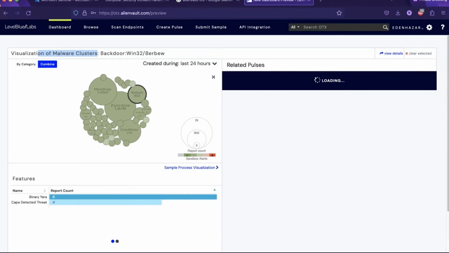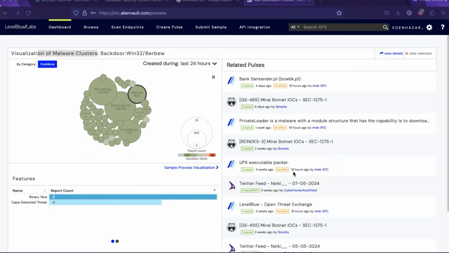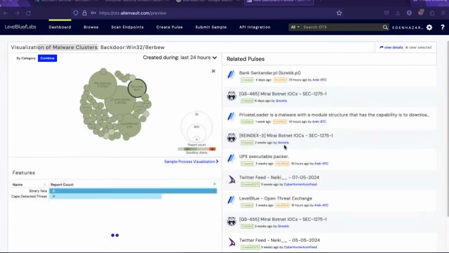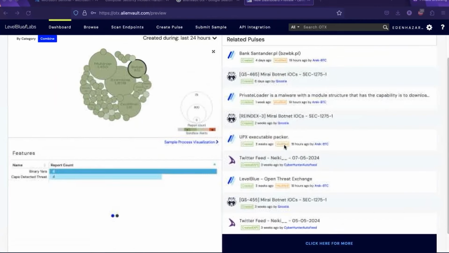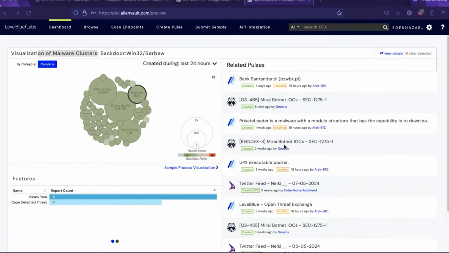Okay, they're just loading. This is going to give you insight into the threat and the threat intelligence, and by now it has loaded all of these related calls. So who is using this family of malware? What are their IOCs? You'll get an idea of all these particular scenarios over here.